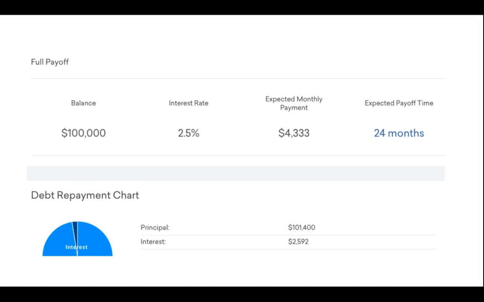So based on a $100,000 loan at a 2.5% interest rate and an expected payoff time of 24 months, we need to pay $4,333. And what's nice too is below, they also show the principal amount and the interest that you'll end up paying, so you ultimately know, using this timeline, how much total you'll actually pay.